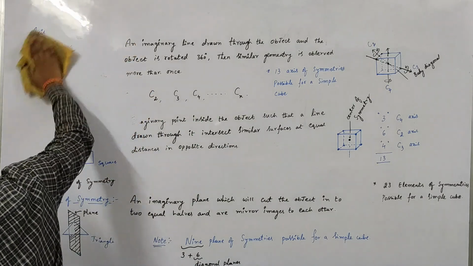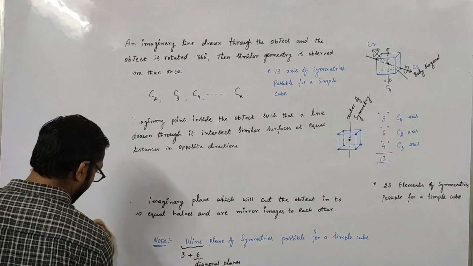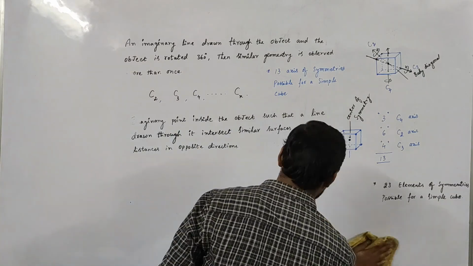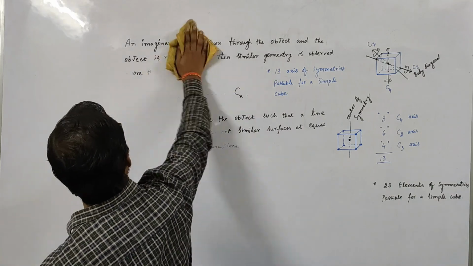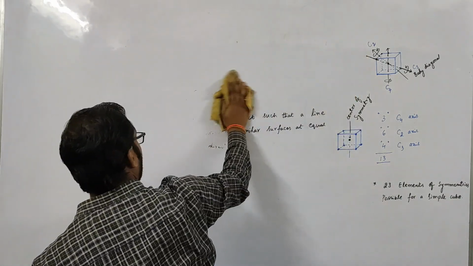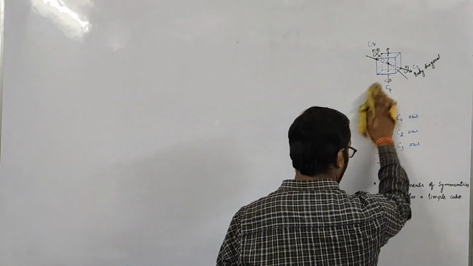So how many symmetry operations are possible for a simple cube? How many symmetry operations does a simple cube have? 23. Right? Of these, 9 are planes of symmetry, 1 center of symmetry, 13 axes of symmetry.